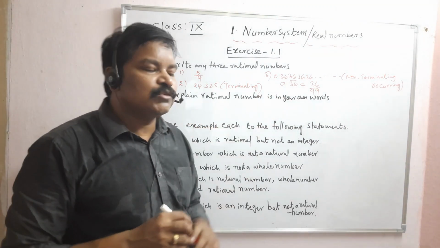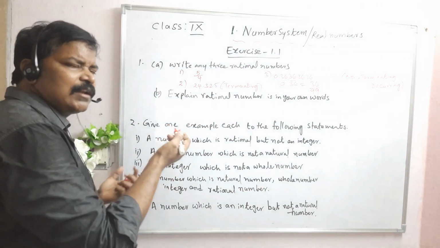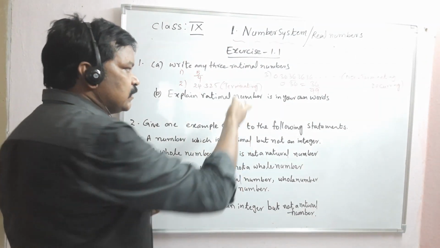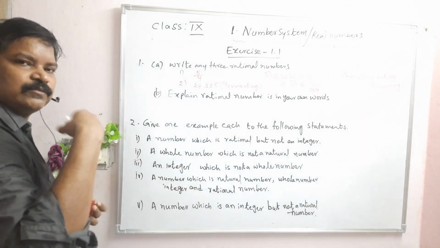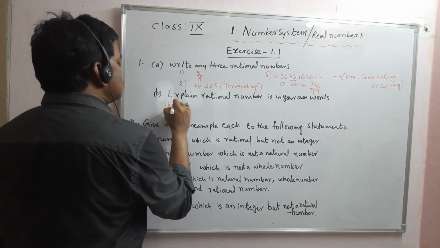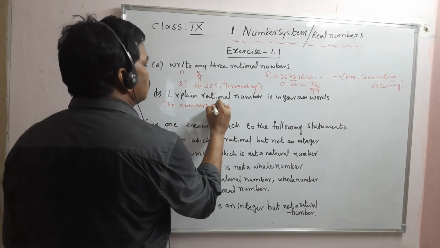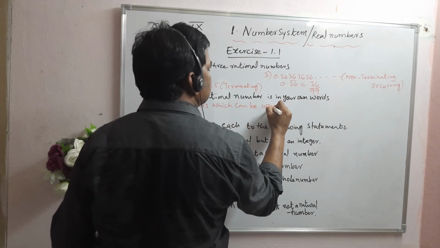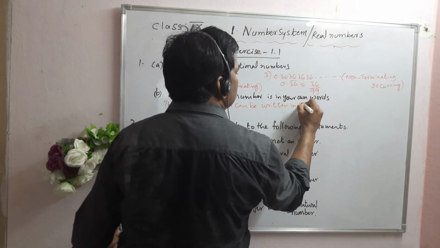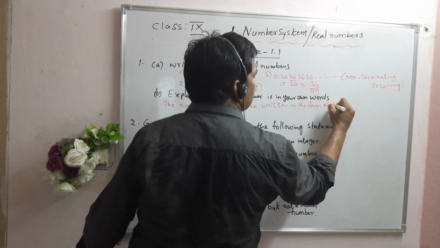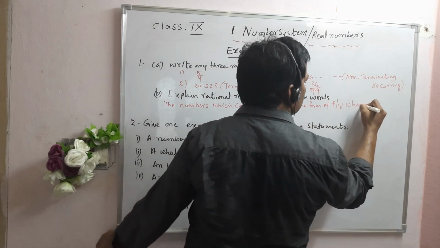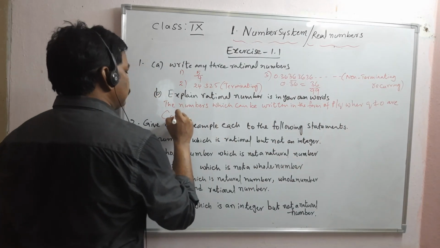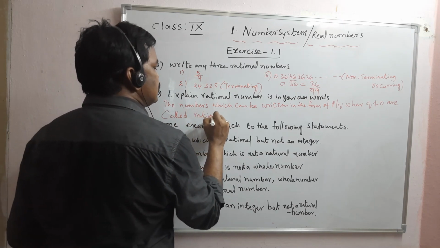Second one, B. In first set, B. Explain rational number in your own words. So I have already given a definition, no? That you can write, terminating or non-terminating, anything you can write, right? The numbers which can be written in the form of P by Q, where Q is not equal to 0, are called rational numbers.